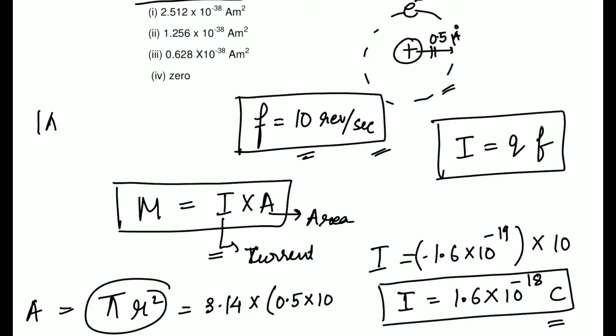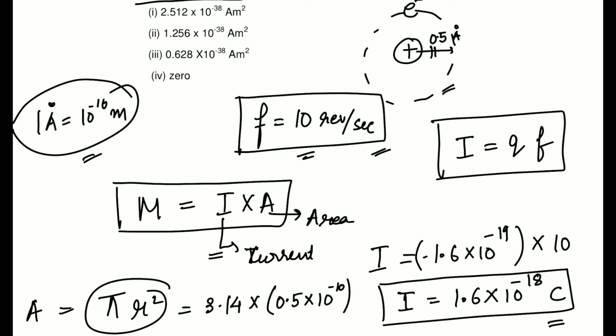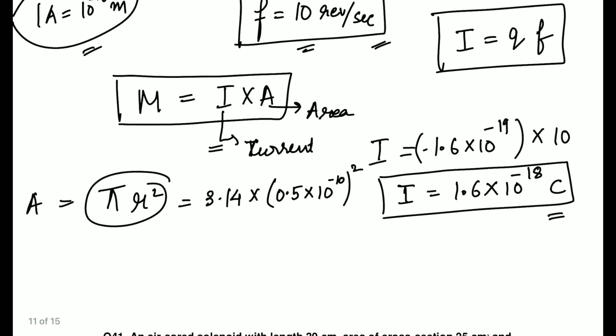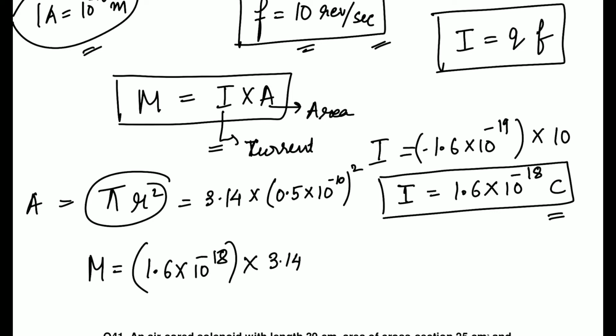We all know 1 angstrom is equal to 10 to the power minus 10 meter. Yes or no? So this is (10 to the power minus 10) to the power 2, or square, right? So all we have to do is multiply. M will be equal to, yes, I is 1.6 into 10 to the power minus 18 multiplied by the area, which is 3.14 multiplied by (0.5 into 10 to the power minus 10) to the power 2, right?